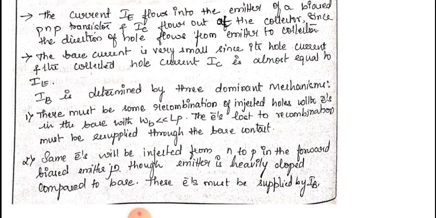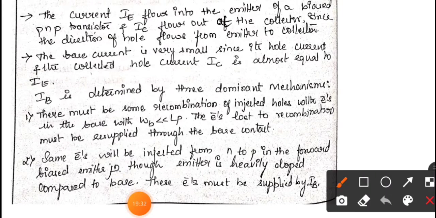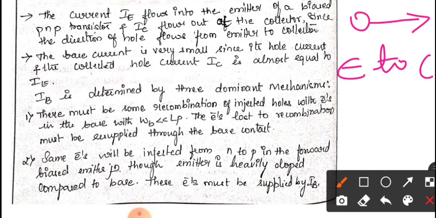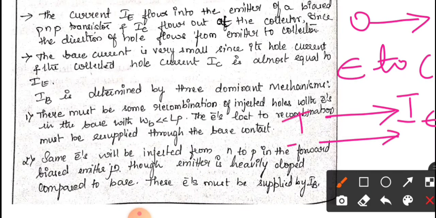The current IE flows into the emitter of a biased PNP transistor, and IC flows out of the collector, since the direction of hole flow is from emitter to collector. As I told, holes will move from emitter to collector, so in the same direction we can mark the currents IE and IC. IE is into the device and IC is out of the device. The base current is very small since it is a hole current, and the collector current IC is almost equal to IE.